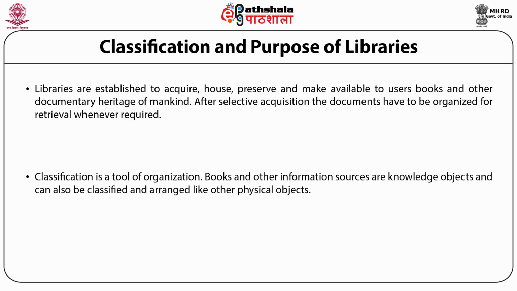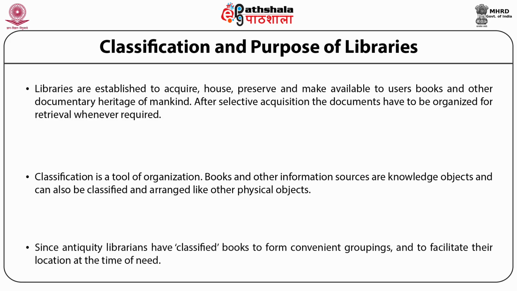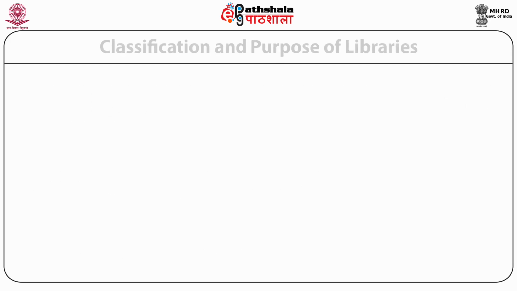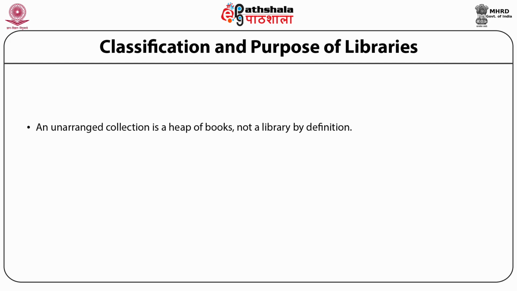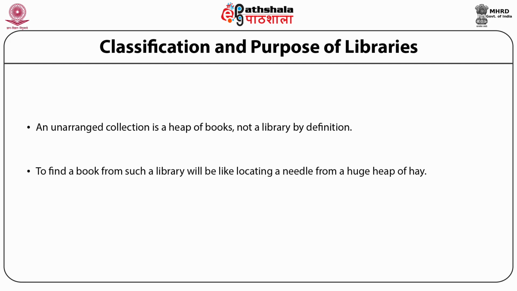Classification is a tool of organization. Books and other information sources such as AVs, CDs, multimedia, and e-information sources have to be classified and arranged like other physical objects. Since antiquity, librarians have classified books to form convenient groupings for location at the needed time. Every item in the library has to be organized for location and retrieval at the time of need. An unarranged collection is just like a heap of books, not a library by definition. To find a book from such a library will be like locating a needle in a huge heap of grass. Hence, a library is always organized. Otherwise, it will not be a library, simply a dump of books.